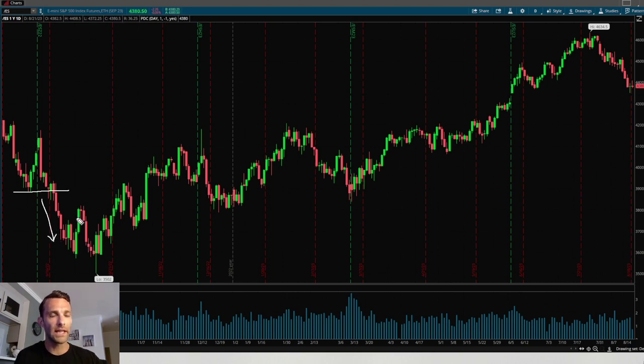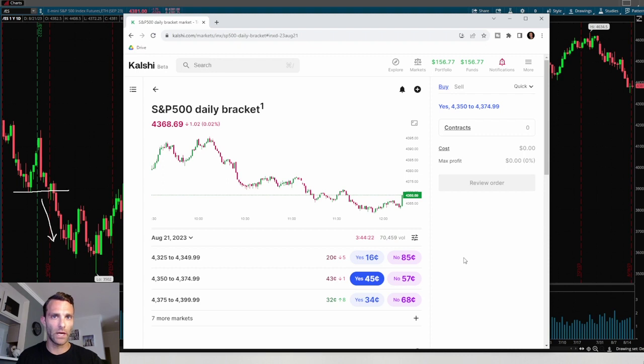They're all going to look slightly different, but the concept is that there is an area of support that ends up breaking, it doesn't hold, and it has that aggressive move to the downside. So now let's go structure the trade. And these numbers are going to be slightly off because this happened a long time ago. These ranges are going to be up to date with what's going on right now, but we'll still use that to structure the trade accordingly.